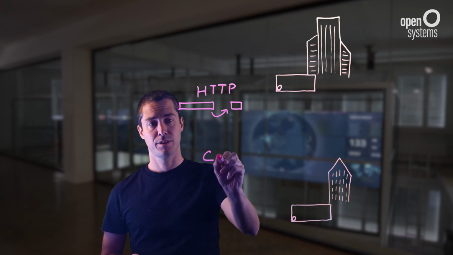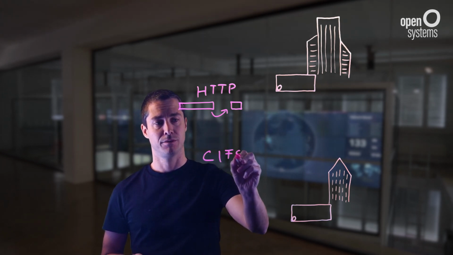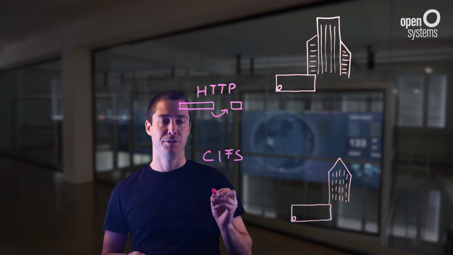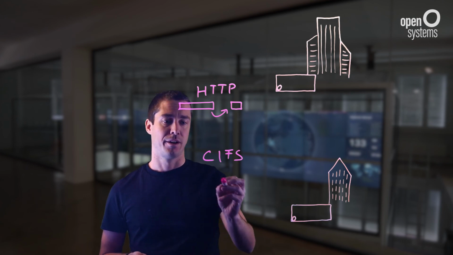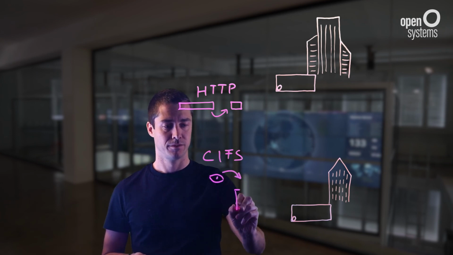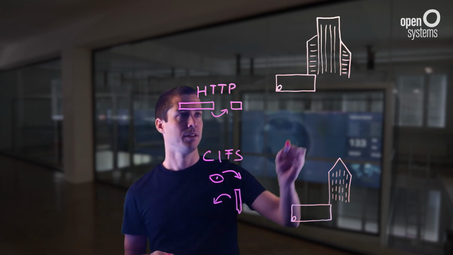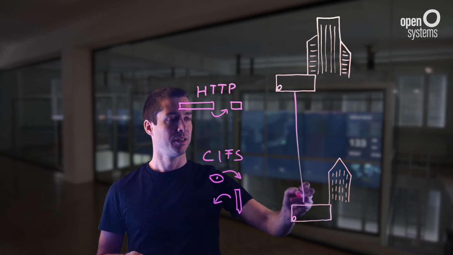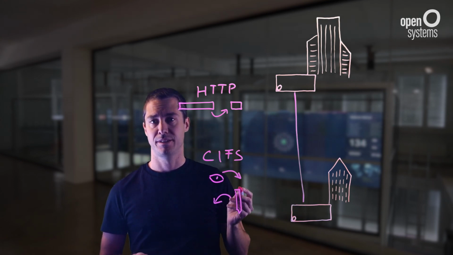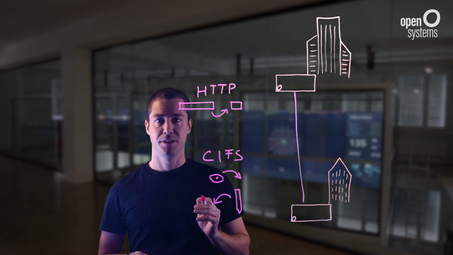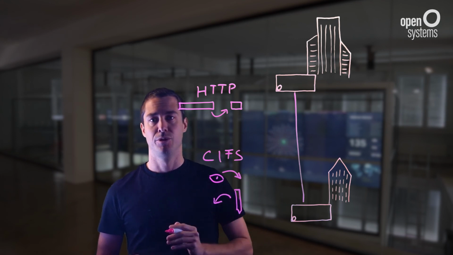The CIFS protocol is a very chatty protocol. We accelerate that application by reducing the back and forth by using read ahead and write behind. In this way, we can optimize the traffic by either reducing the required bandwidth for HTTP traffic or reducing the effects of latency for the CIFS protocol.